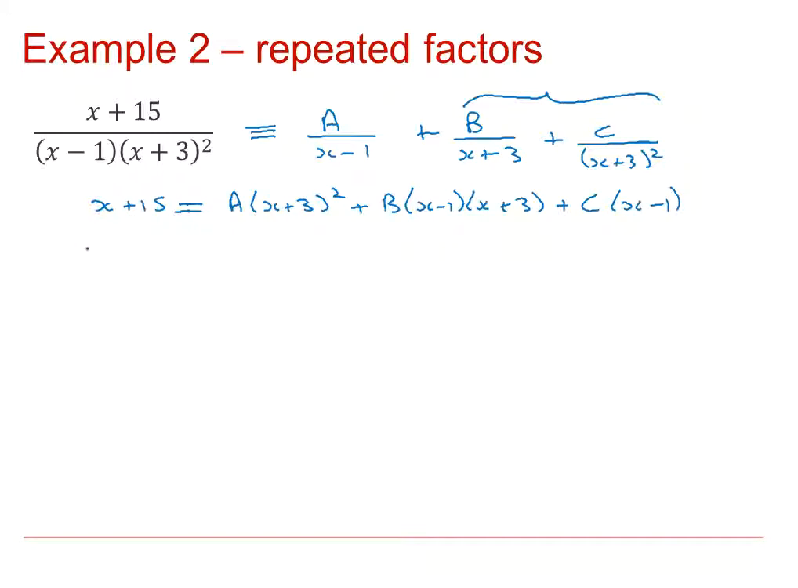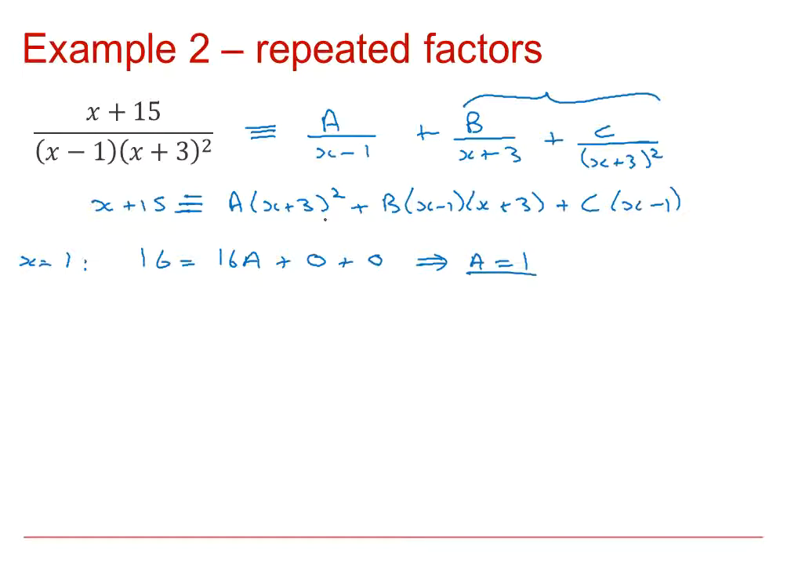Again, this identity needs to be true for all values of x, so I'm going to start off by looking at these two brackets with x minus 1 in. I'm going to let x equal 1 as my starting method. 1 add 15 is 16. 1 add 3 and then squared is 16a, and then we've got 1 take away 1 in that bracket and 1 take away 1 in the last one, so they will give me zeros, therefore a must be 1.